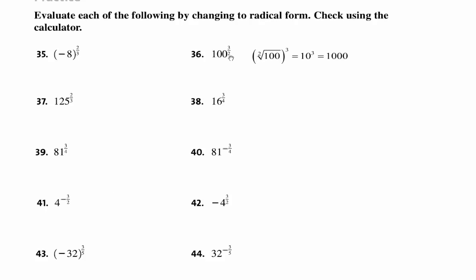So right away, my 2 goes in the index, my 3 is the power. So what number multiplied by itself 2 times is 100? Well, that would be 10. And then we raise 10 to the 3rd power to get 1,000.